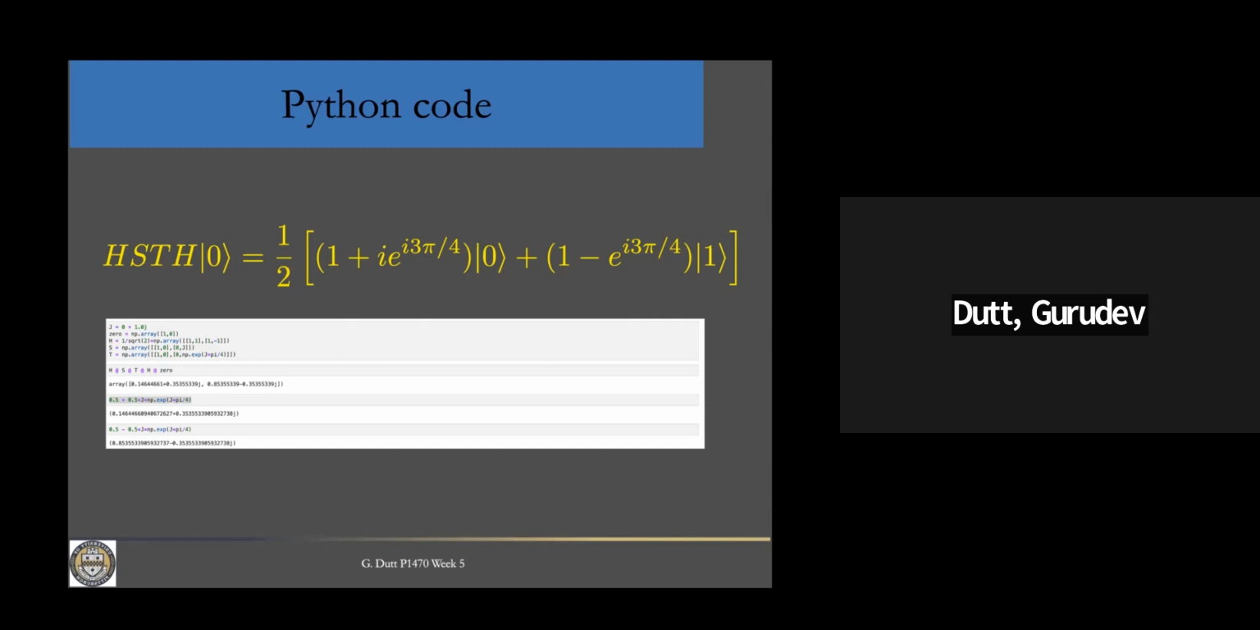Okay. And the second element similarly is that minus the e to the i pi over 4, and that gives me this element over here.